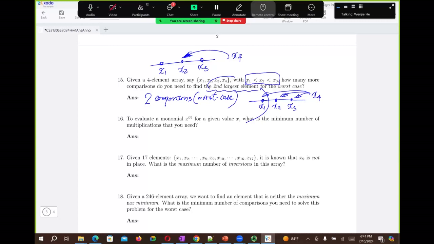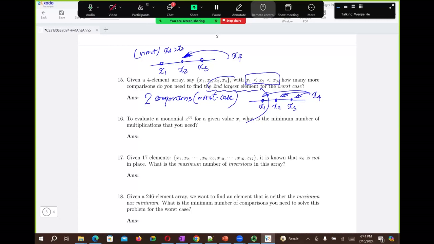For the worst case, x4 should be greater than x2. Otherwise, if it is less than x2, then it's the best case, not the worst case. So for the worst case, you need to assume x4 is greater than x2. Then you need another comparison to find the answer. That's number 15.